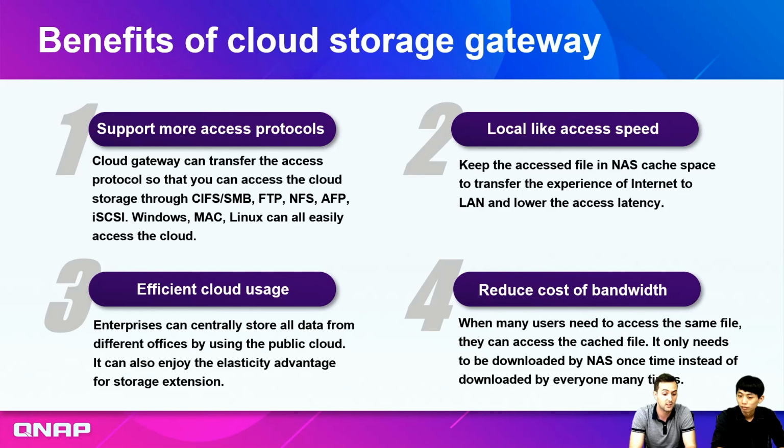By efficient cloud usage, as mentioned earlier, enterprises can centrally store all the data from different offices by using the public cloud. So it is flexible, enjoys the elasticity advantage for storage extension, and reduces the cost of bandwidth. Because as we know, cloud is also based on demand, right? And when many users need to access the same file, they can access the cached file actually. So this would be one of the main solutions that the gateway, especially the QNAP NAS as a gateway, is going to provide in this hierarchy or structure that we are willing to provide for our QNAP users to interact with.